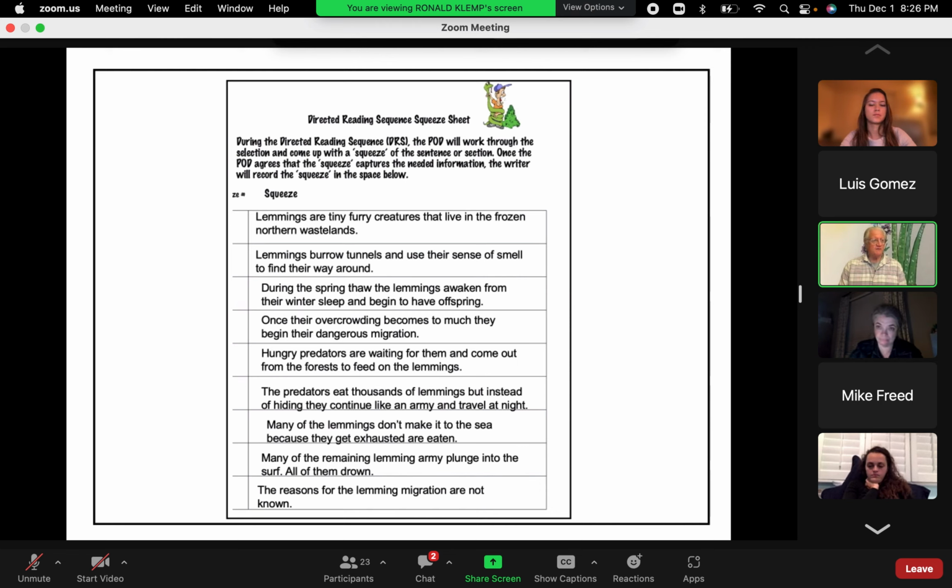What do we remember about that? During the spring thaw, the lemmings awaken from the winter sleep and begin to have offspring. But what happens after that? Right, so you get an idea that we can lead a discussion using these signposts from the squeeze as our inquiry, our point of departure for inquiries about the information. And now because they know something about it, they're probably going to be more in tune with wanting to know more and being more attentive to the actual lecture part of the day, okay?